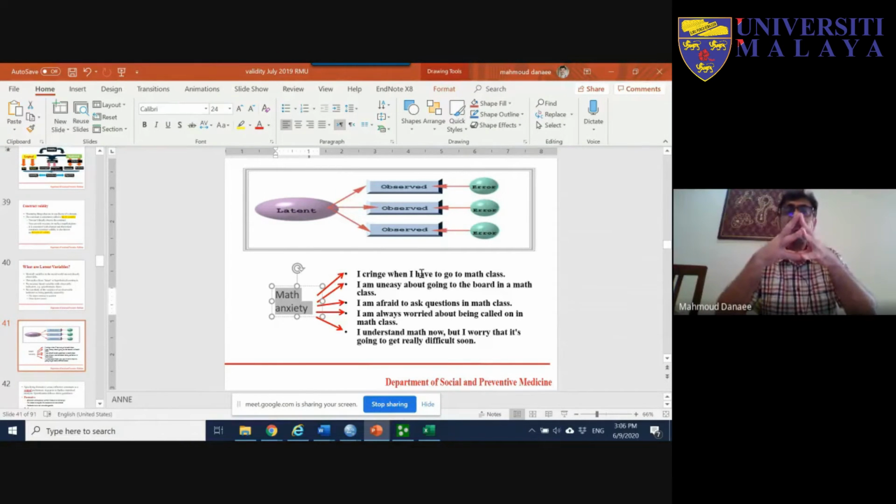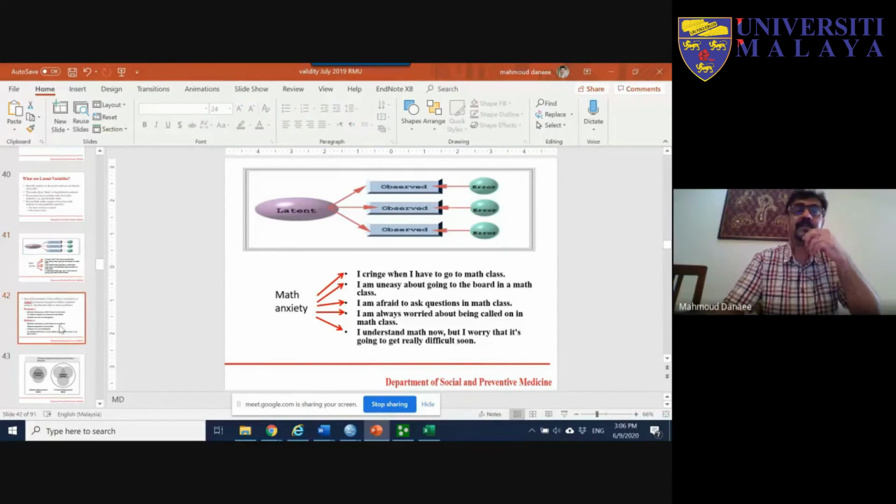Construct validity and the statistical methods for construct validity analysis are those methods that let you calculate the amount of contribution of each item, or in other words, calculate the amount of bias or error of each item. Is it clear now?